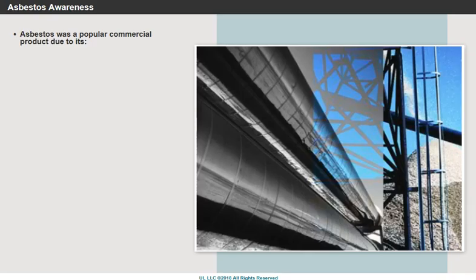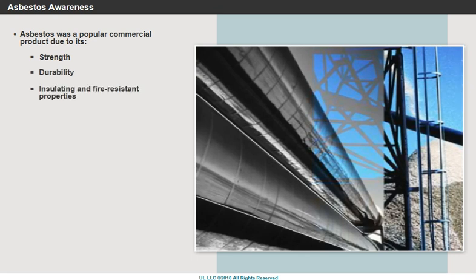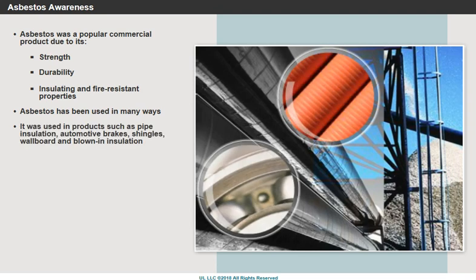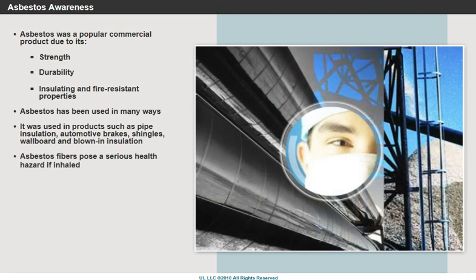Asbestos became a popular commercial product because of its strength, durability, insulating properties, and fire resistance. Over the years, asbestos has been used in many ways. Pipe insulation, automotive brakes, shingles, wallboard, and blown-in insulation are just a few of the products that once contained asbestos. Unfortunately, asbestos fibers pose a serious health hazard if inhaled.